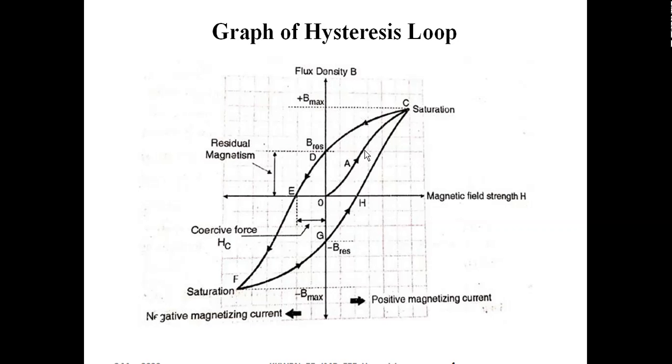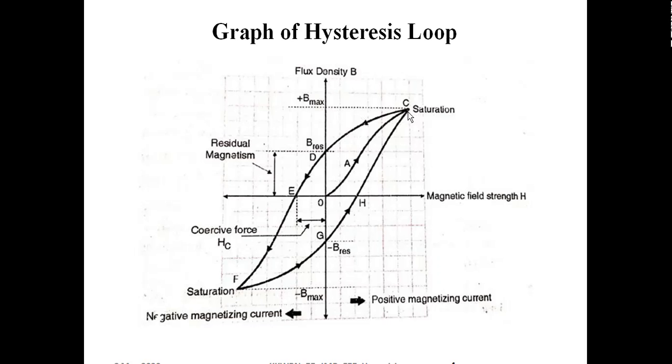If we further go on increasing the current, it will be a straight line where magnetic flux density will be directly proportional to the magnetic field strength, and after some value of magnetic field strength there will not be any increase in magnetic flux density, which is called as saturation point.